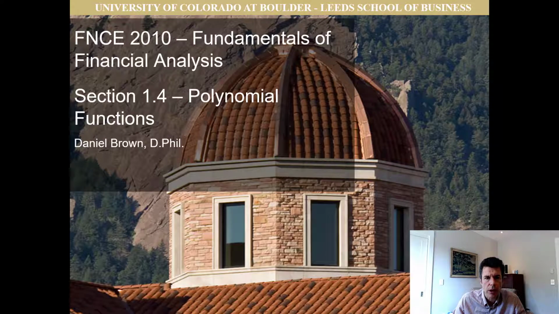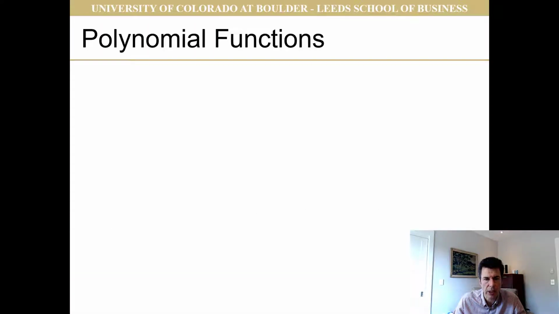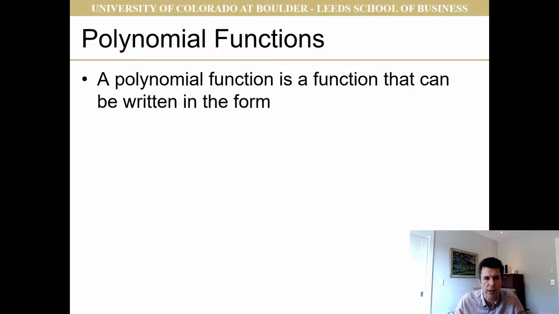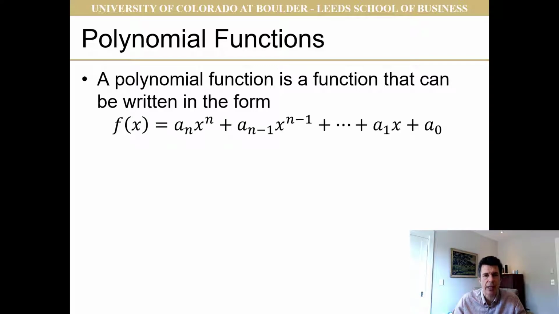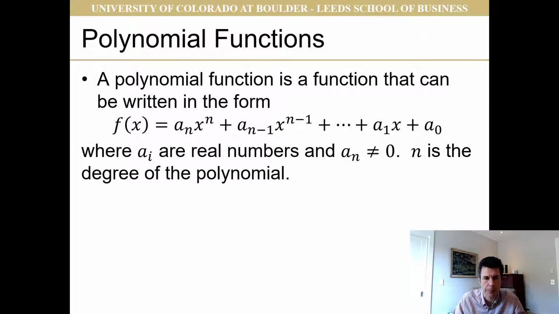We are going to talk about polynomial functions in this video. So, polynomial functions. A polynomial function is a function that can be written in the form f of x equals a sub n x to the n plus a sub n minus 1 x to the n minus 1 plus and so on through a1x plus a0, where the ai's are real numbers, a sub n is not equal to 0. N is a non-negative integer and is called the degree of the polynomial. It's basically the degree of the highest term in our polynomial.